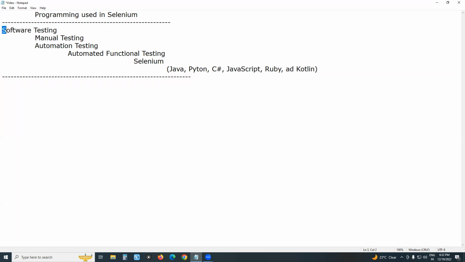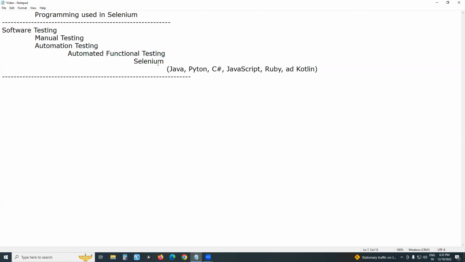Software testing. Under software testing, automation testing. Under automation testing, automated functional testing. For conducting automated functional testing, we have several tools: Selenium, UFT, formerly QTP, RFT, IBM RFT, Test Complete, Silk Test, Watir, etc. In these tools, Selenium is popular. It is having nearly 60% market share.